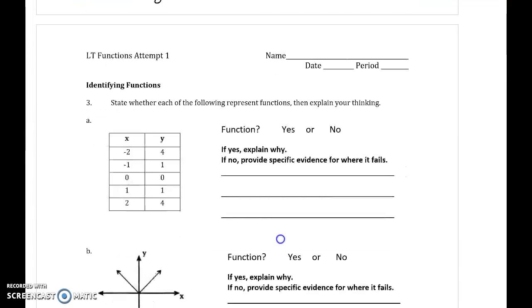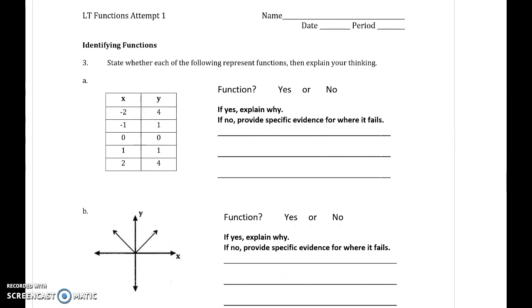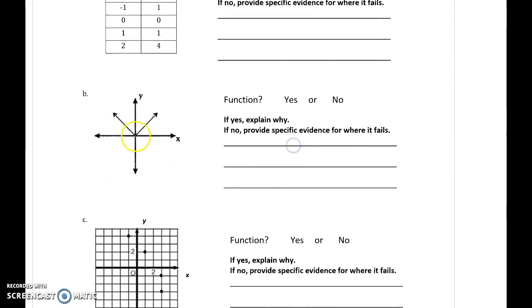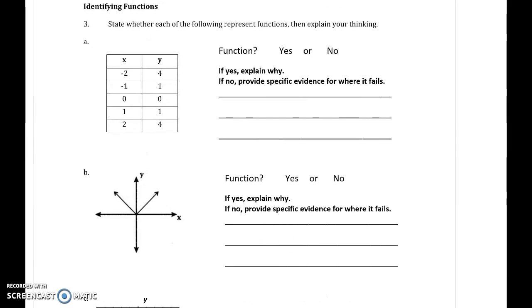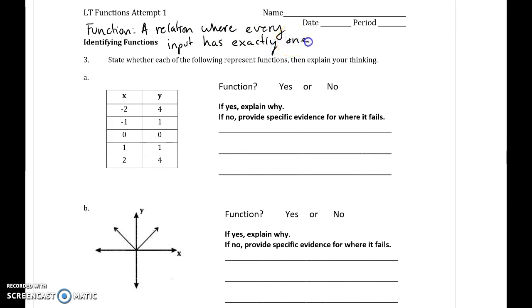All right, on the back of this page, we're looking at determining whether or not relations fit our definition for a function, given either a table or a visual representation of the function. And I just wanted to write our working definition of a function. So let me just write it up here. A function is a relation where every input has exactly one output. So as long as you know this definition forwards and backwards, you should be okay on these problems, right?